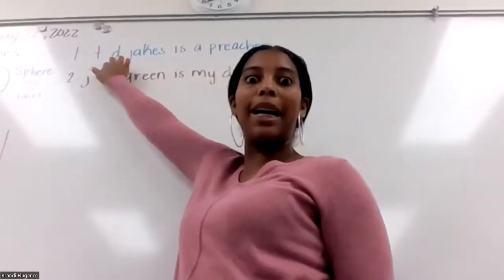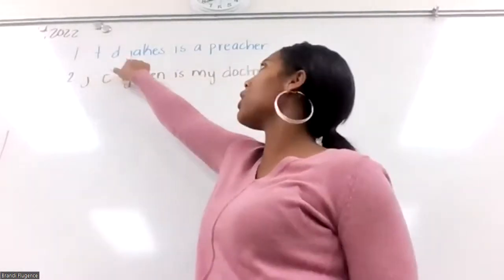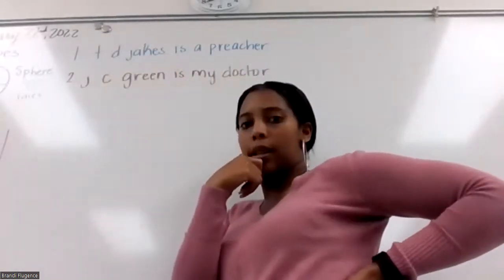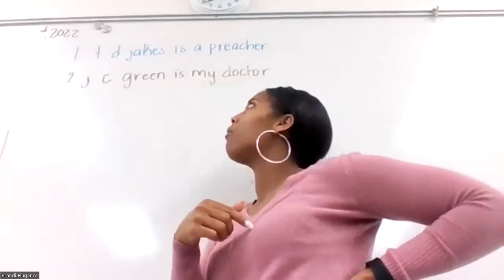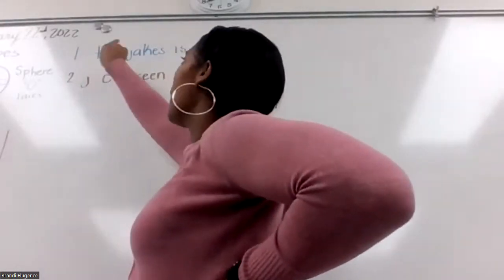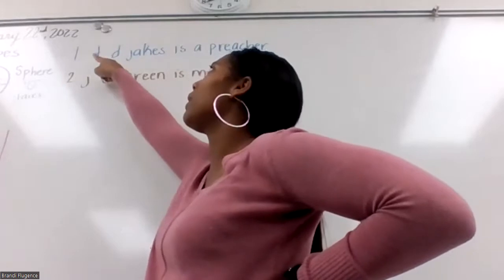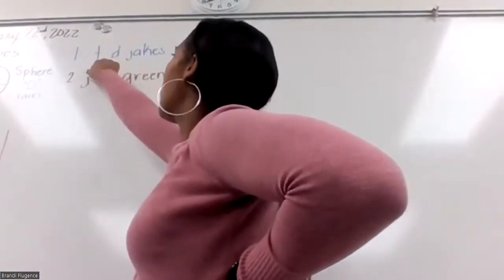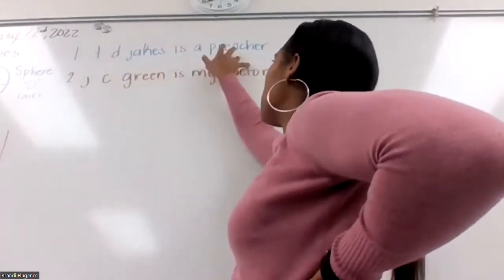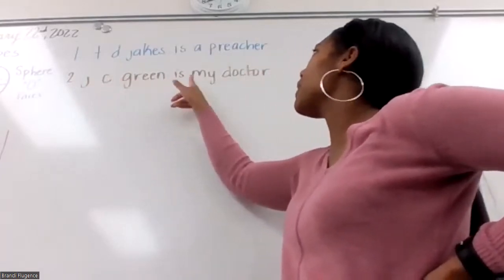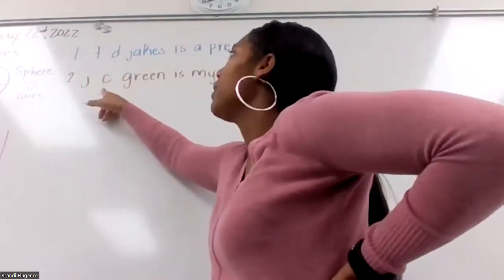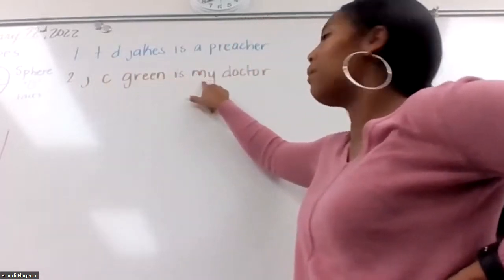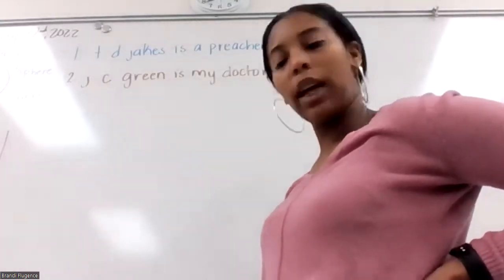T.D., obviously those are what? Initials. And then Jakes is his last name. So what should be capitalized while I'm writing this? The initials and his last name. Good. What am I placing in between the initials? Dots. Yes. So T dot D dot Jakes is a preacher. Number 2 says J.C. Green is my doctor. J.C. Green. First, middle, last name is my doctor. So go ahead and write these 2, okay?